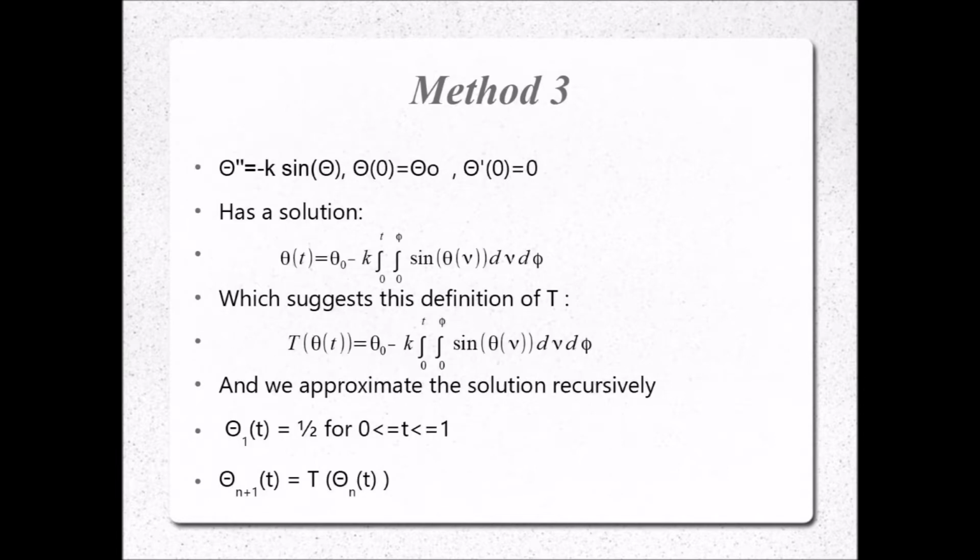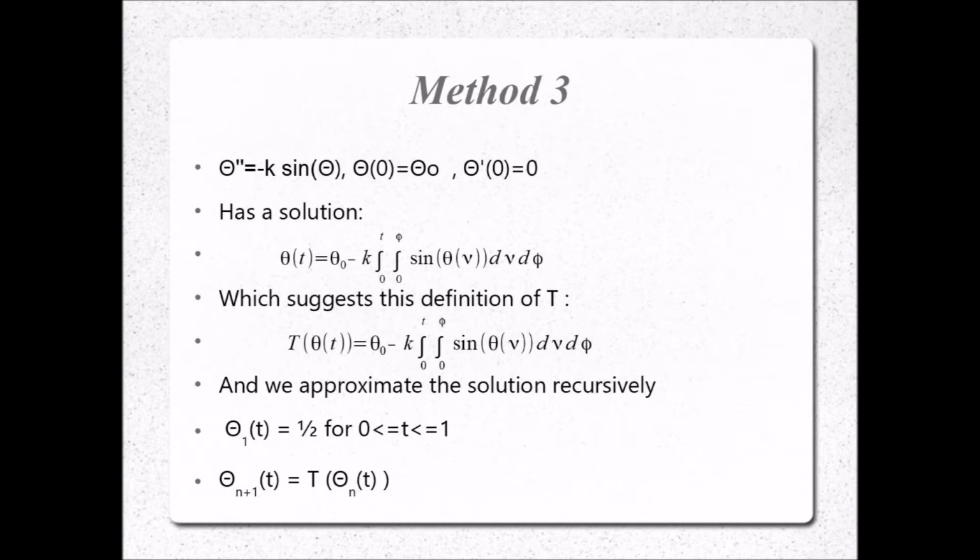And that takes us to method 3. In method 3, we just take the original equation and we simply do a double integration. Now we're doing a numerical integration, so it involves the use of a spreadsheet. This suggested definition of T is that it corresponds to that equation. So T of theta is theta sub 0 minus k times the double integral, as shown.